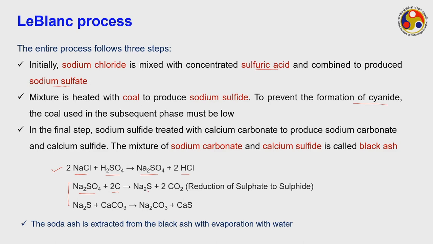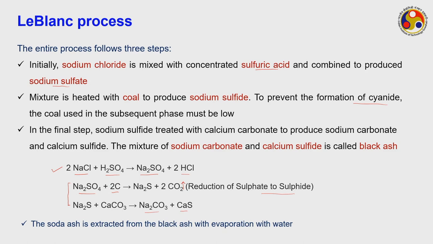So sulfate is converted to sulfite. So it is reduced. Reduction of sulfate to sulfite is the first step, which takes place along with the evolution of the CO2 gas. Then what happens? This sodium sulfite reacts with the limestone, which is there with the coke, to form sodium carbonate, which is the soda ash, and calcium sulfite.